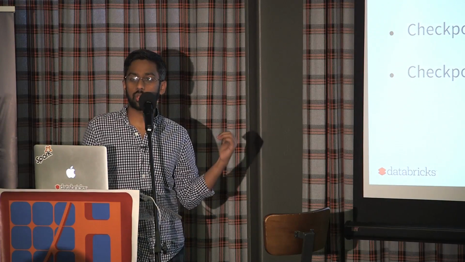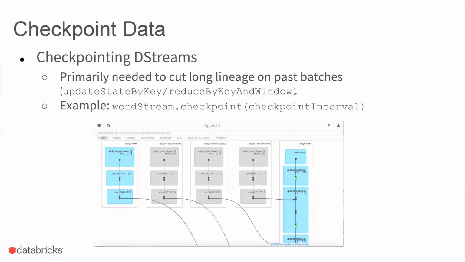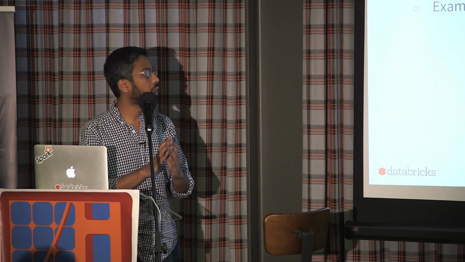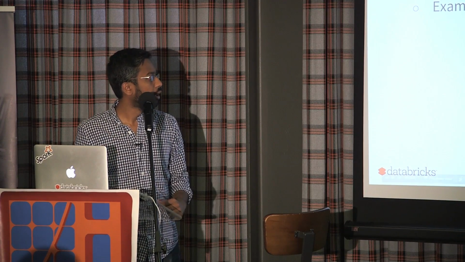Let's move on to the operationalization part. The first thing is checkpointing. There are 2 types of checkpointing. One is checkpointing the data, the other is checkpointing the metadata. Checkpointing the data, like we talked about during reduceByKeyAndWindow, is required when you're doing computation across a large window size.